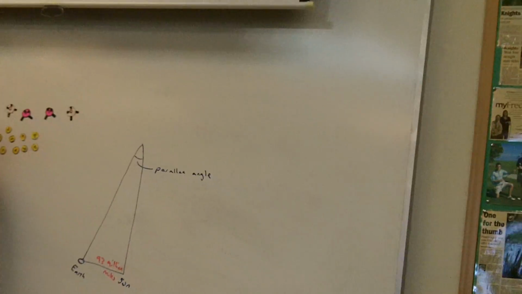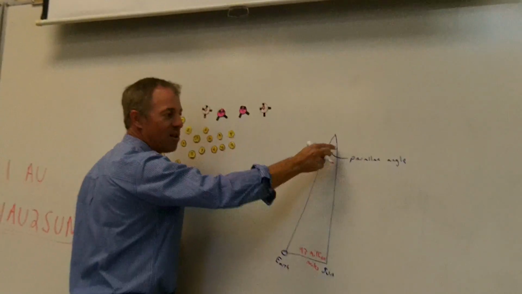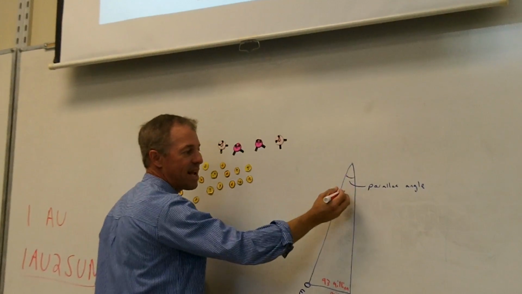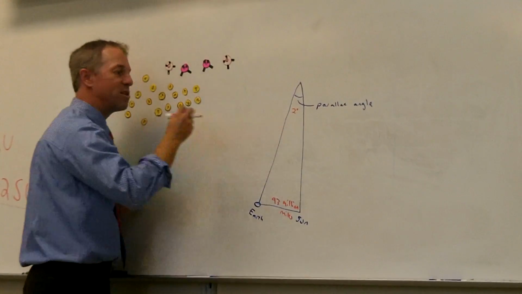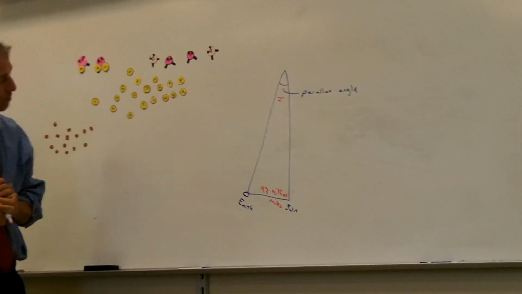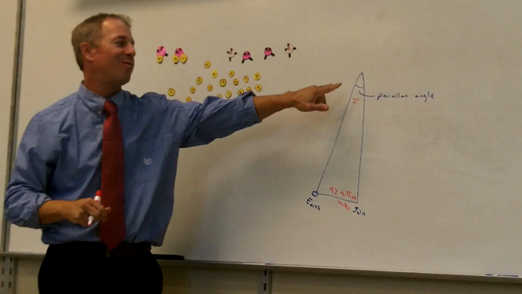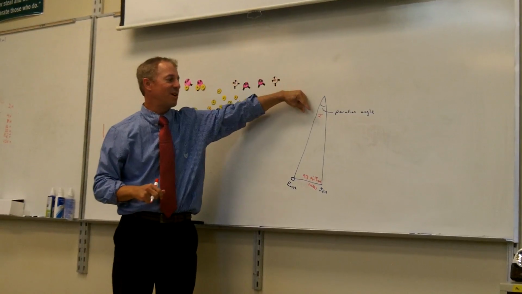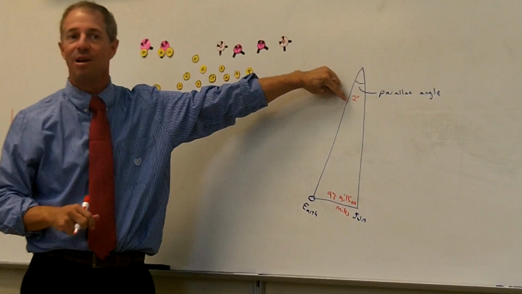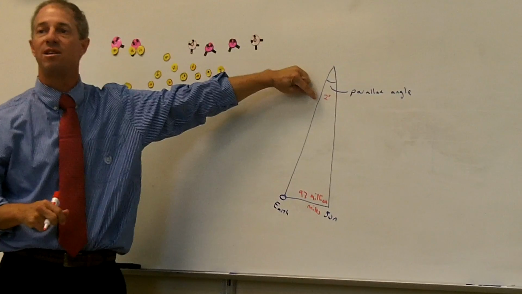That's that distance. So if you know that distance and you know this parallax angle, let's say that parallax angle is 2 degrees. I don't know, we're just making something up. And this angle for stars is going to be way less than 2 degrees, but for the sake of argument here, we'll say 2 degrees.